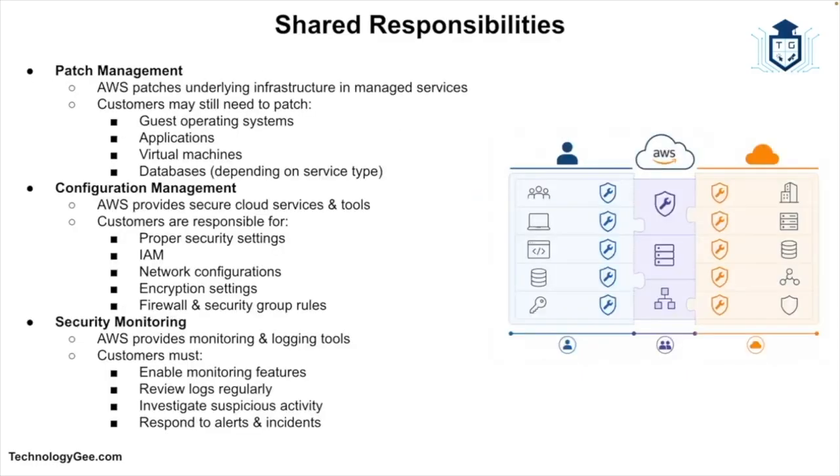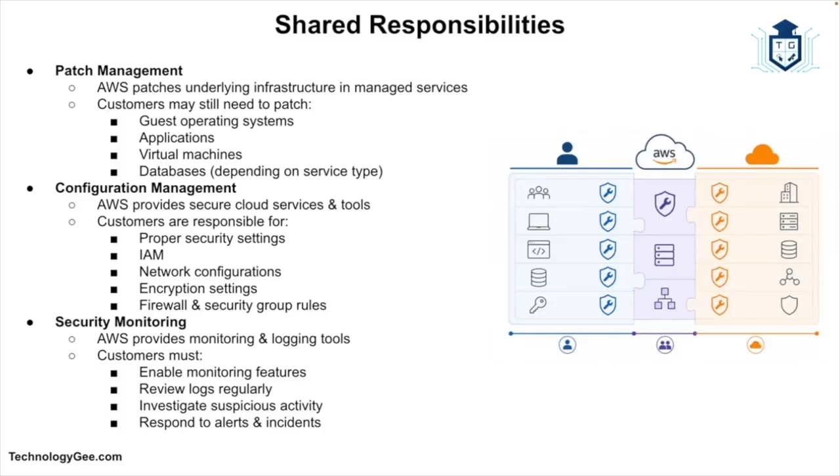All right, next, let's talk about some shared responsibilities. Some responsibilities are shared between AWS and the customer. Some examples are as follows. We're talking about patch management, which depends upon the service that you're using, configuration management, and security monitoring. For example, AWS is going to provide tools like CloudWatch and CloudTrail, but you must configure and monitor them properly.